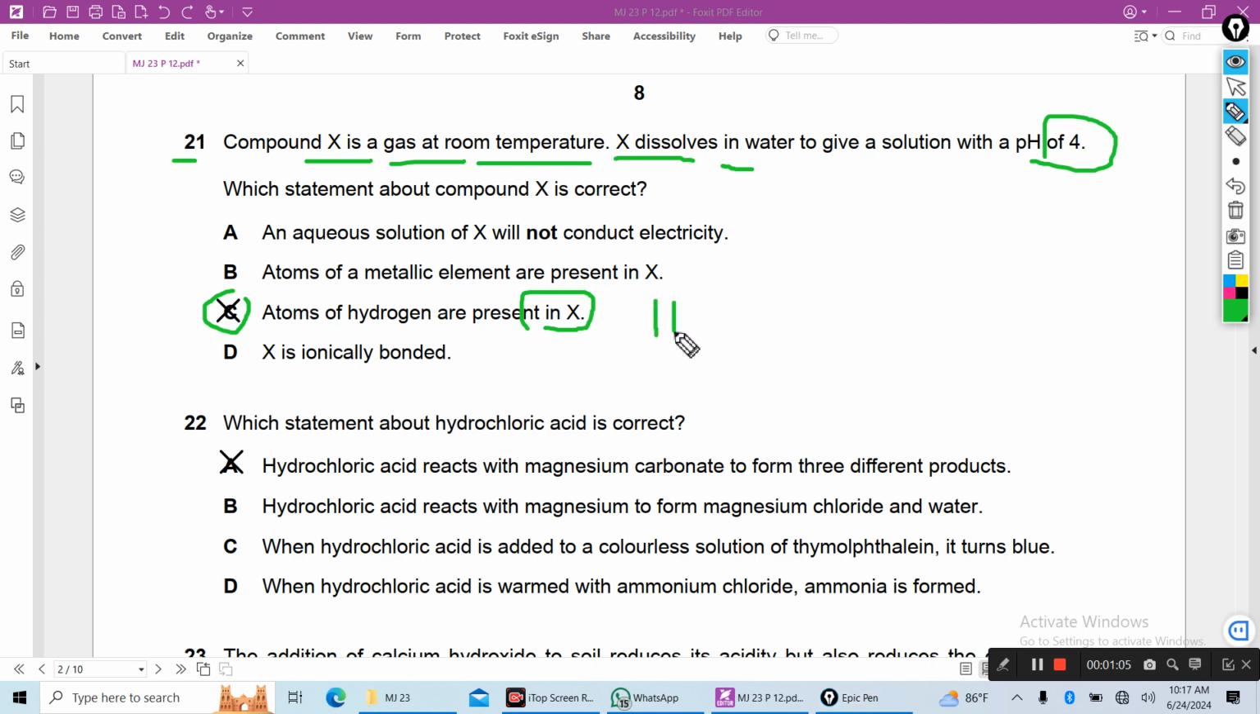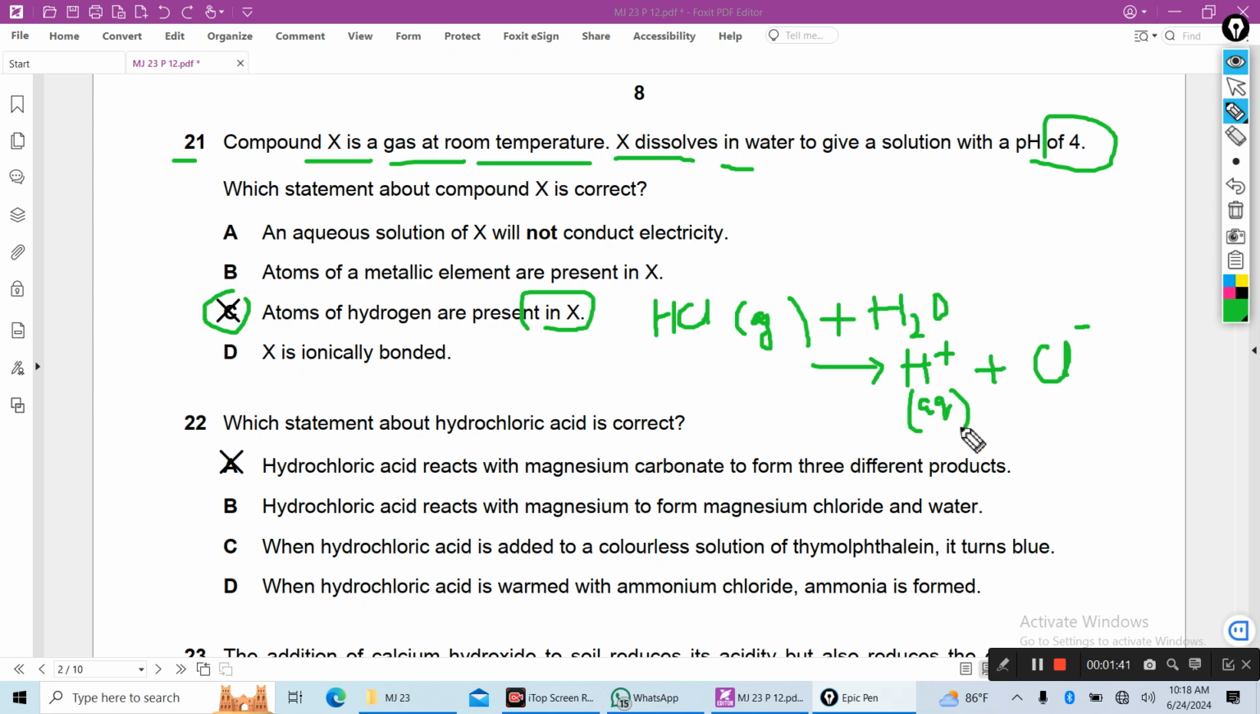Compound X, hydrogen chloride gas, dissolves in water to produce hydrogen chloride aqueous, to produce hydrogen ion plus chloride ion, hydrogen ion aqueous. So this is acidic, hydrogen ion is produced, so this solution will be acidic, pH 4.